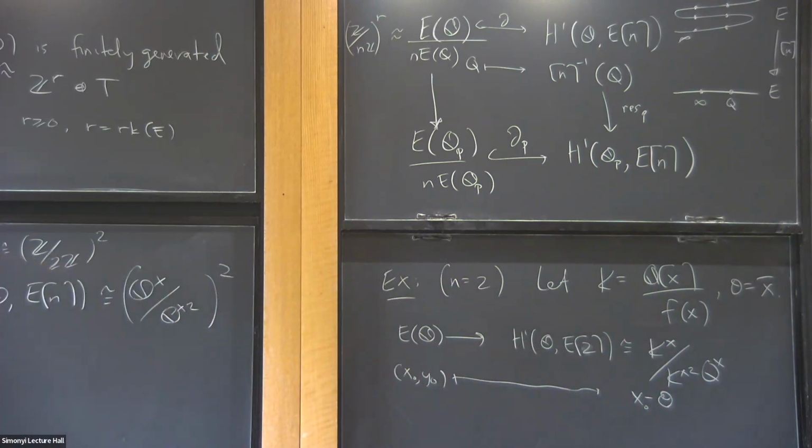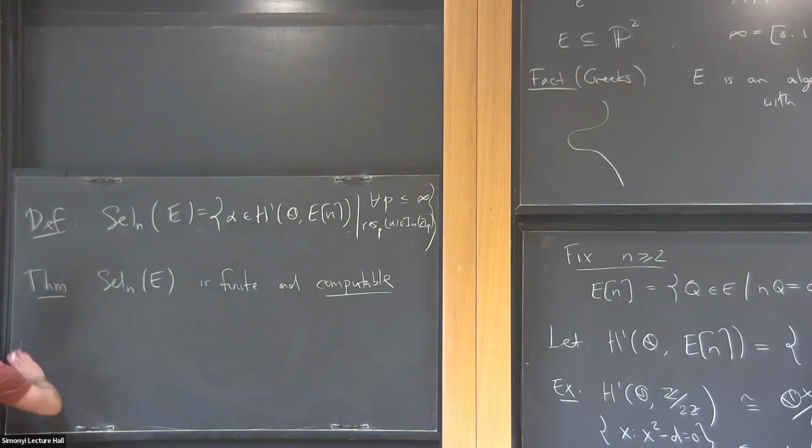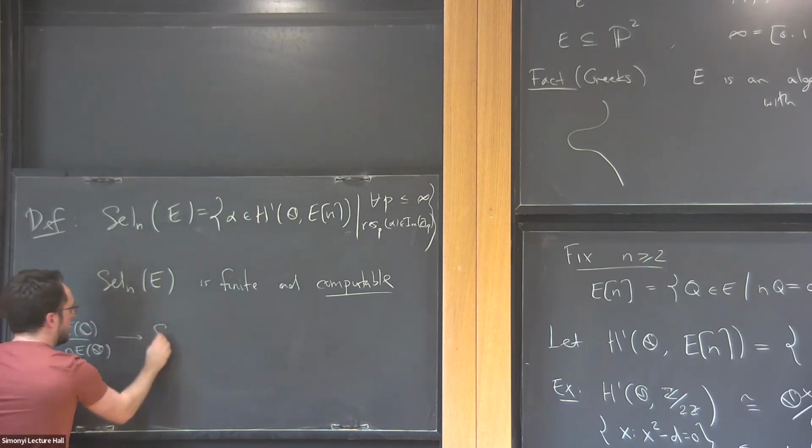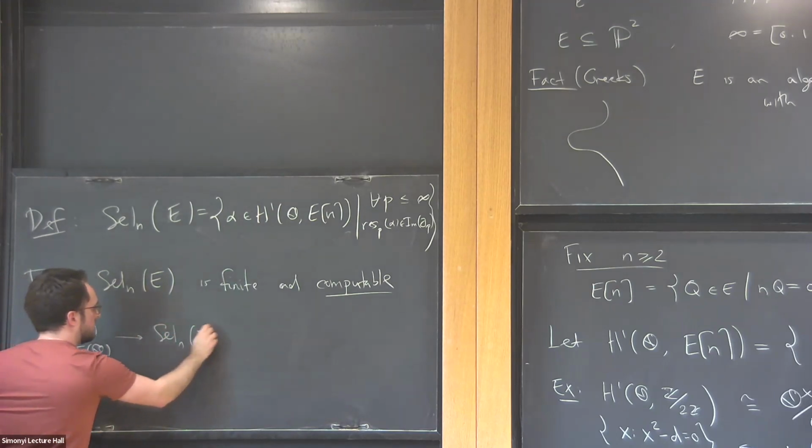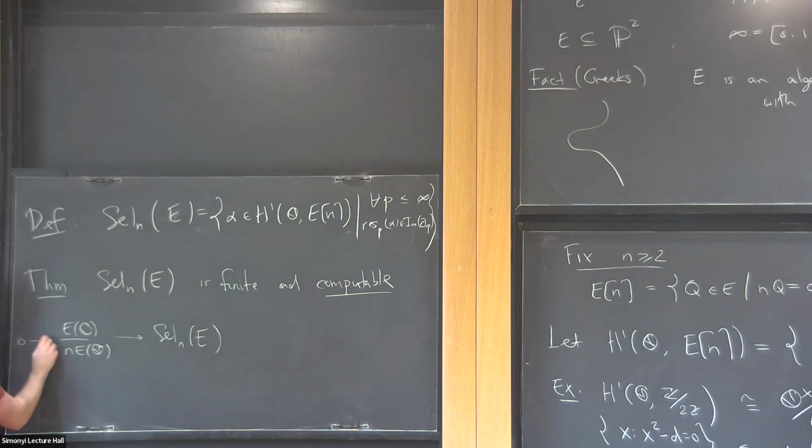And what's the point? Well, first of all, by construction, this group lives inside of the Selmer group. Let's write it in the form of an exact sequence. So this includes into this. This is finite and computable, so you get a bound on how big this group is.